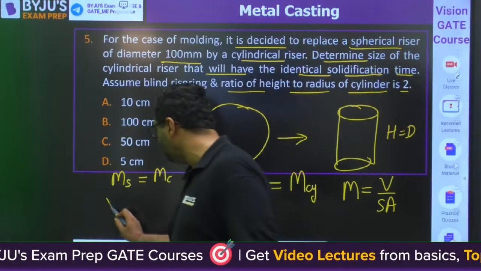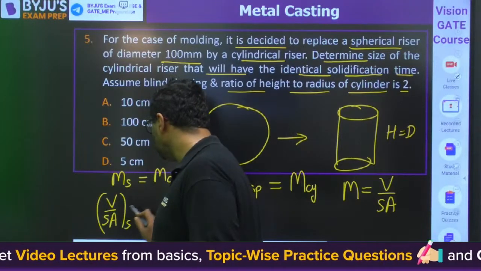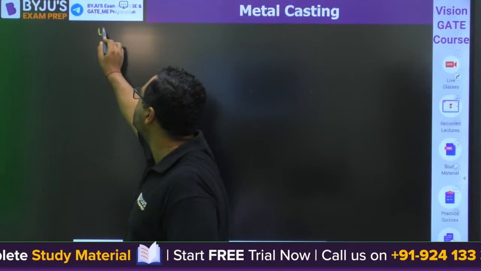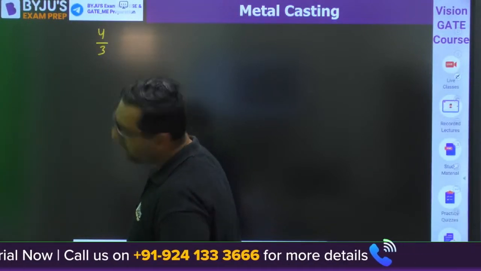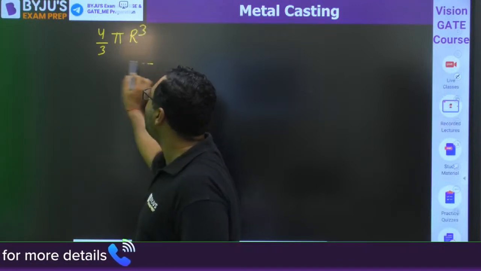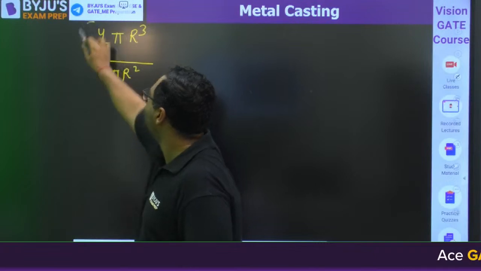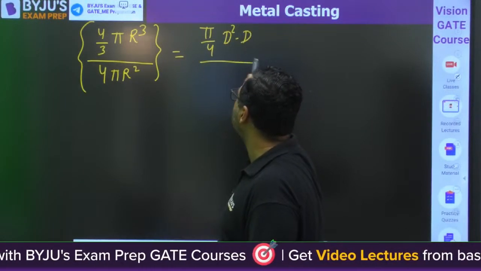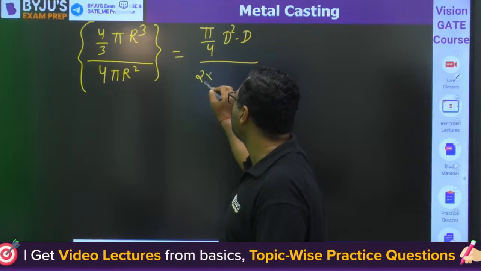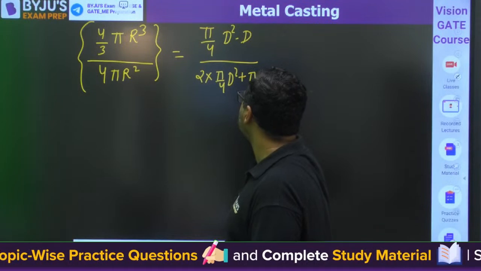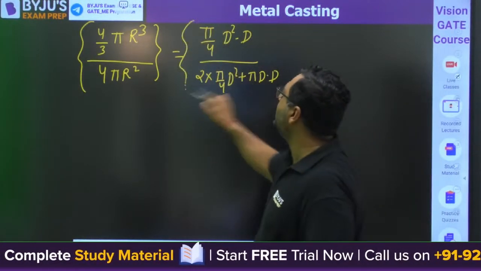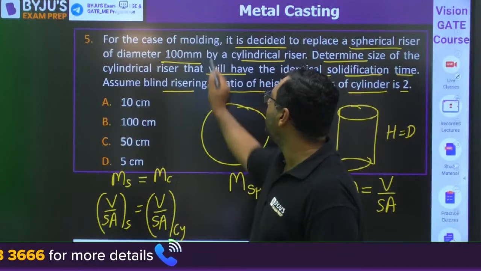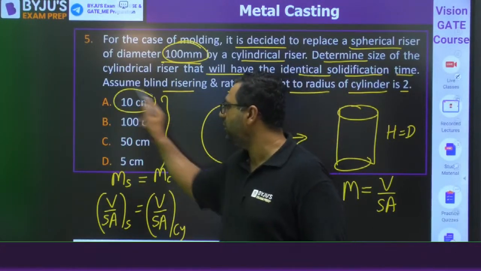So you will be saying that volume by surface area of a sphere is equal to volume by surface area of cylinder. Volume of sphere is 4 by 3 pi r cube, divided by surface area of sphere, 4 pi r square. This is about sphere. For cylinder, volume is pi by 4 d square h, where h is equal to d. Surface area is 2 into pi by 4 d square plus pi dh. When you equate that, you get the diameter of sphere equal to diameter of cylinder. So diameter of sphere is 100 mm. Here the answer is in centimeter, so the answer will be 10 centimeter.